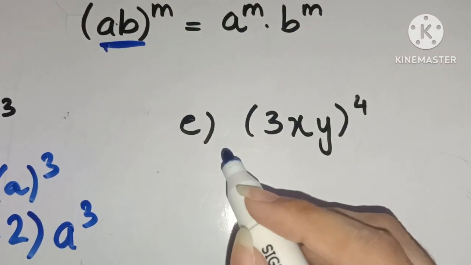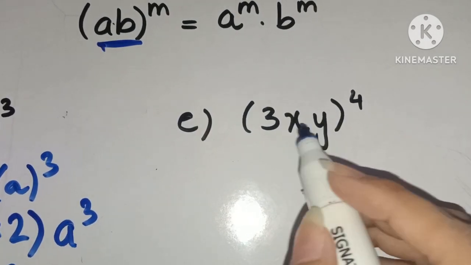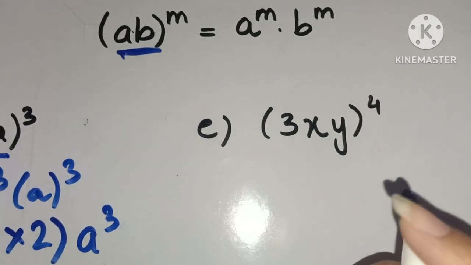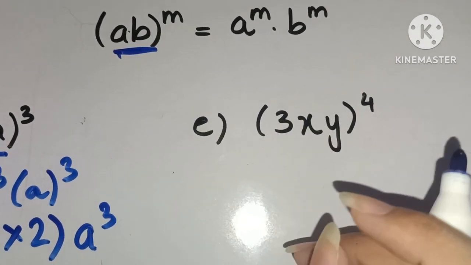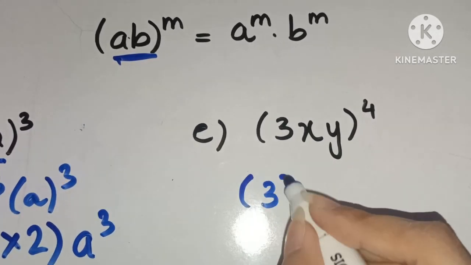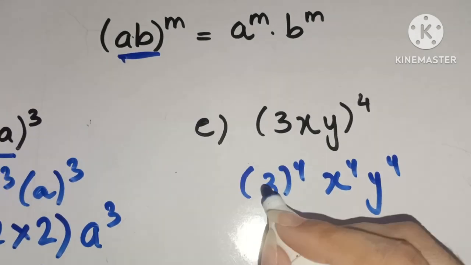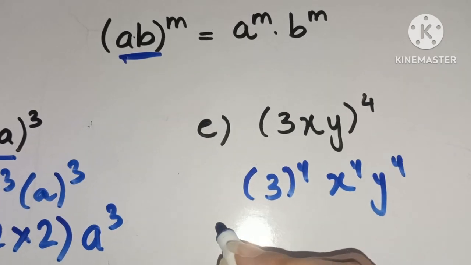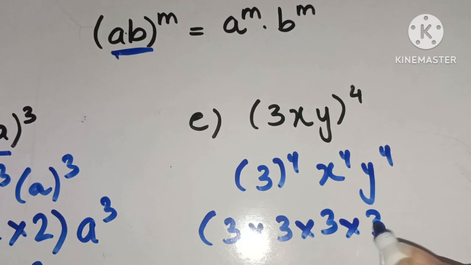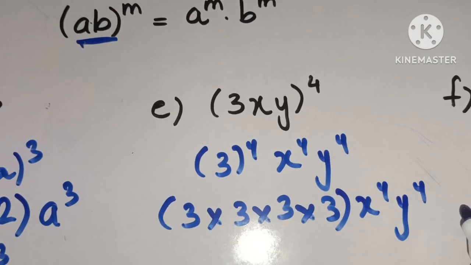And now we have another question, (3xy)^4. 3xy is the product, because there are 3 terms now and they are multiplied with each other. The terms which are multiplied with each other are called a product. So in (3xy)^4, 3 has a power of 4, x has a power of 4 and y has a power of 4. Now 3 has a power of 4, so we will multiply 3 four times: 3 multiplied by 3 multiplied by 3 multiplied by 3. And we will write as it is, x^4 and y^4.